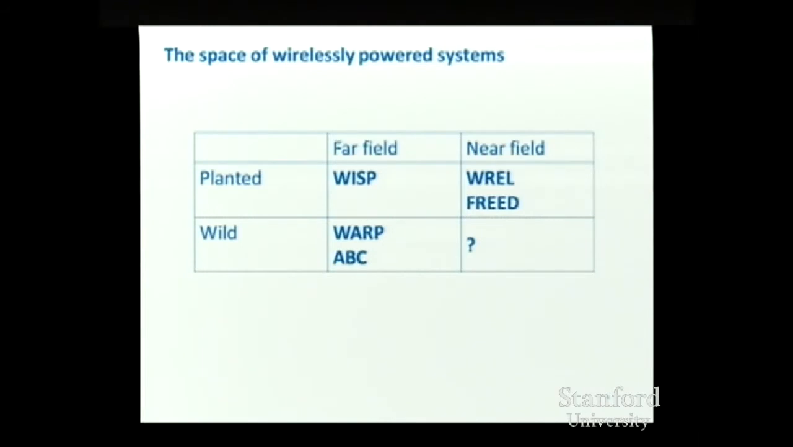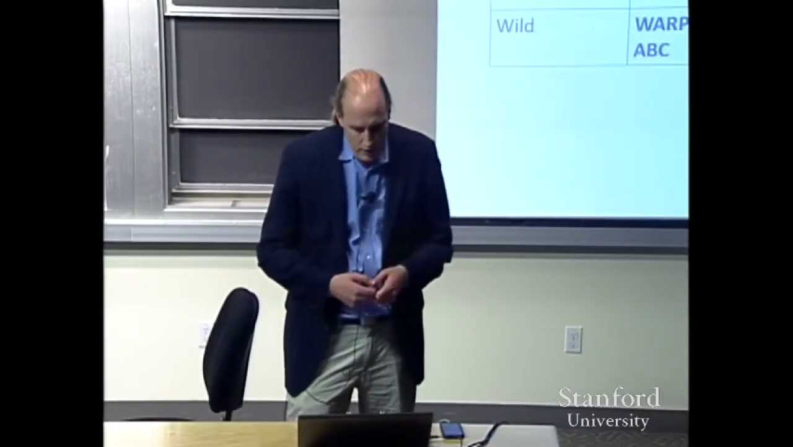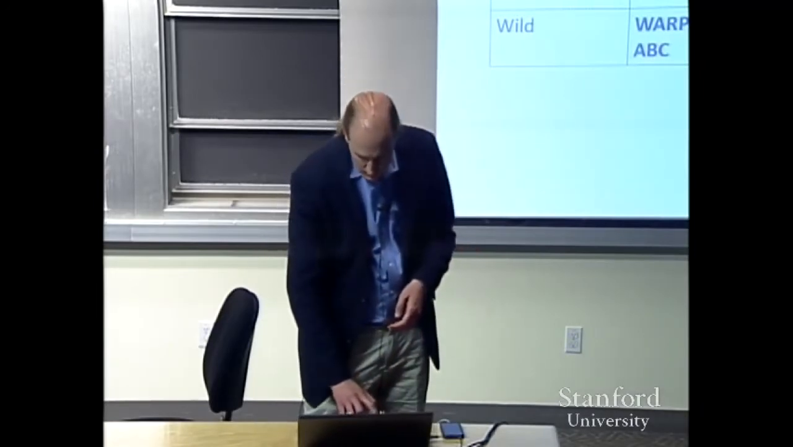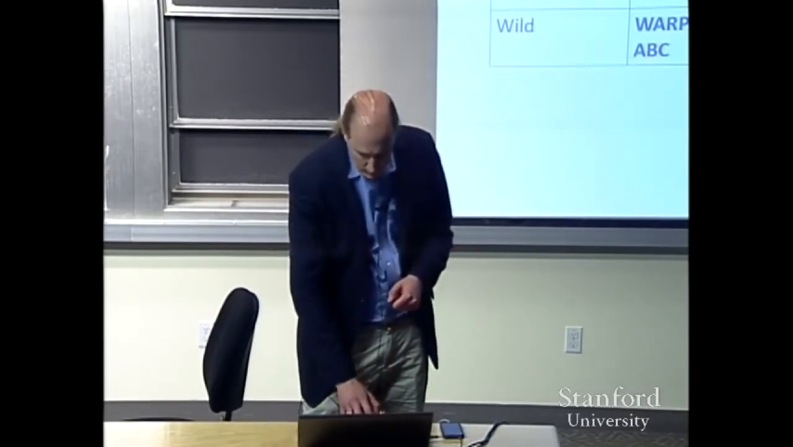And I also have some near field work. The far field systems tend to be smaller amounts of power, longer range. The near field systems are larger amounts of power, shorter range. And the other axis that I use is you could call it wild or planted. And that is, is this power that we deliberately transmitted with the intention of collecting again later? Or is this power that was already out there for some reason that we found and used? And that's what I'm calling wild.